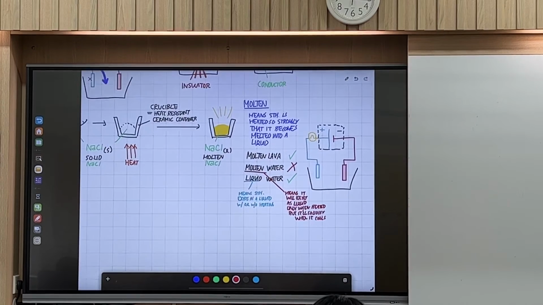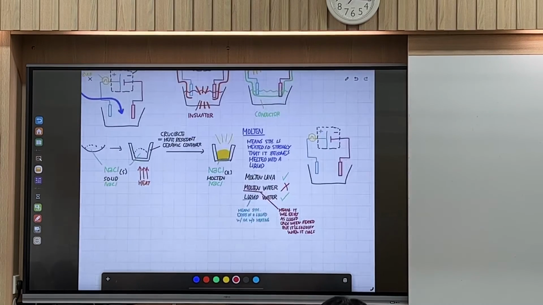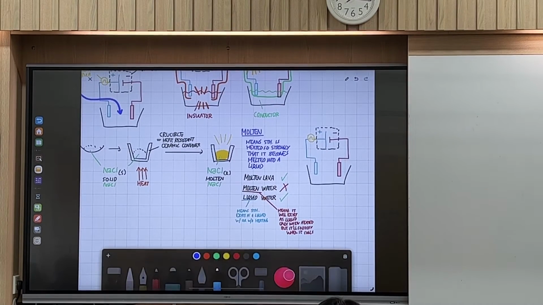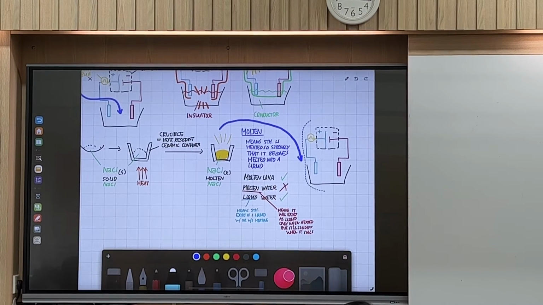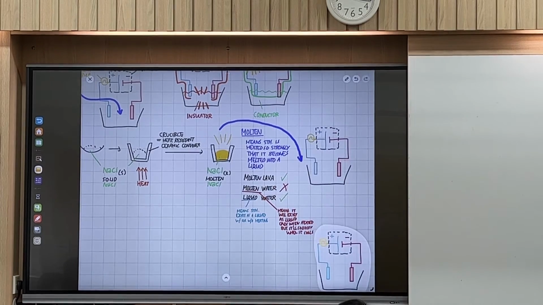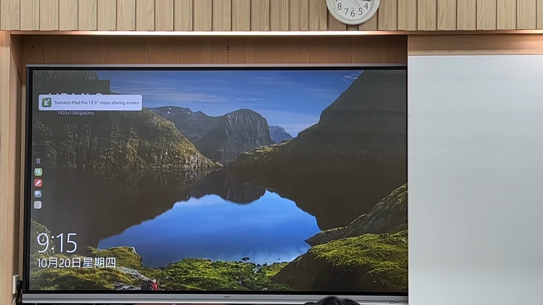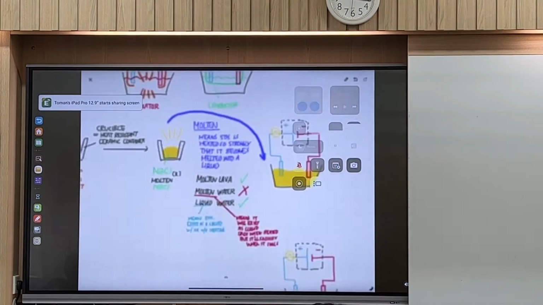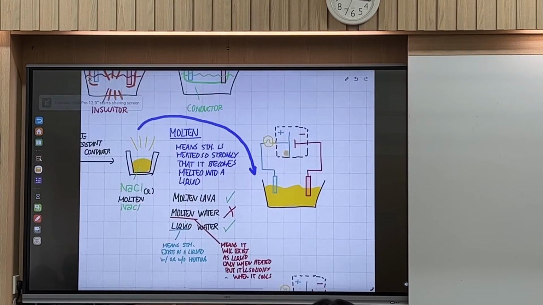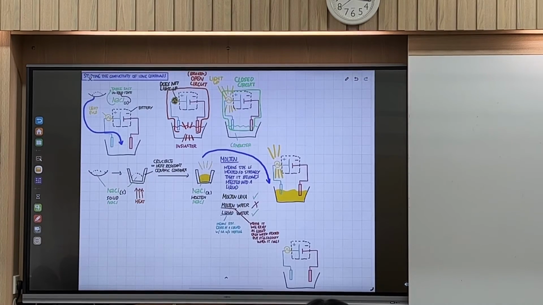So what next then? When we put this molten NaCl in here and test its conductivity again, you know what? It will glow. The light bulb will glow again. When we pour the molten liquid in here, assuming that it doesn't melt the container, the light bulb will glow. So can you draw a glowing light bulb here like that?